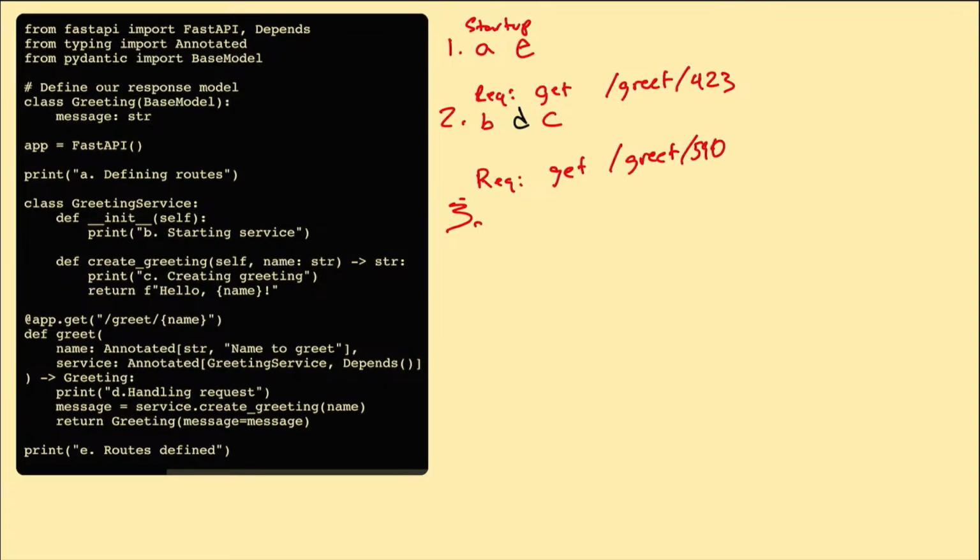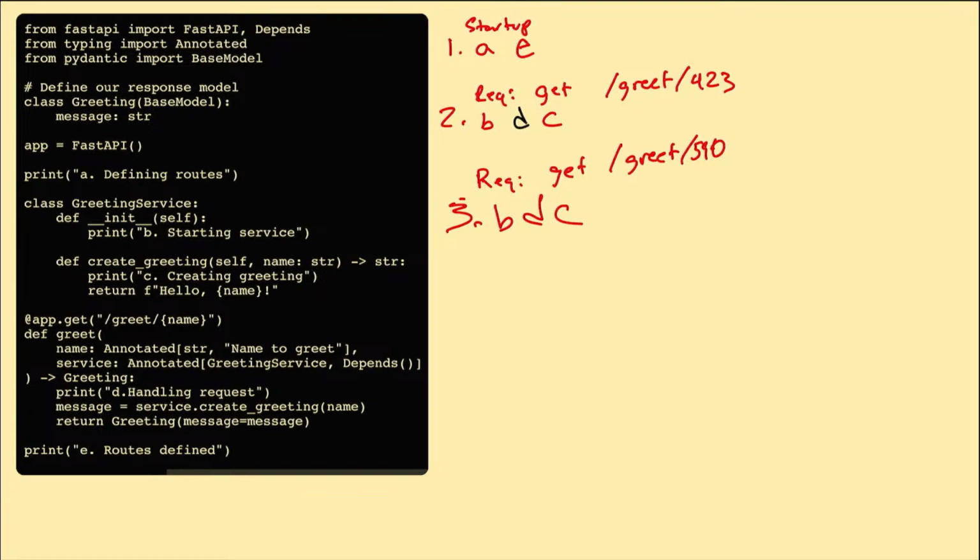So we go and we instantiate a new service. That would lead to B being printed out. And then FastAPI is able to call this function. So it calls the function. Once it enters that function definition, D is printed out. We go and we call the create greeting method. So C is printed out. And then we return, and that's it, right? And so as these requests come in, this would just be what's happening behind the scenes.